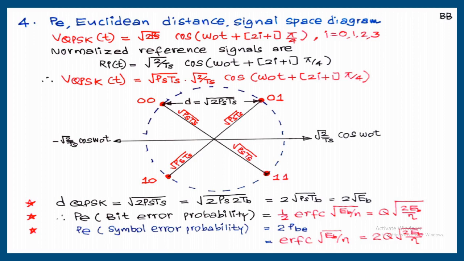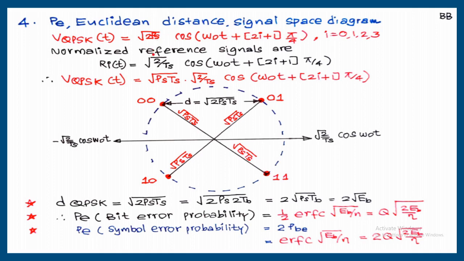Now, probability of error, Euclidean distance and signal space diagram. Signal space diagram is also known as geometrical representation or signal constellation diagram. So there are only 3 steps for this. First you write the expression of QPSK, that is root 2 PS cos of omega 0 t plus 2i plus 1 into pi by 4. This is the expression of QPSK.